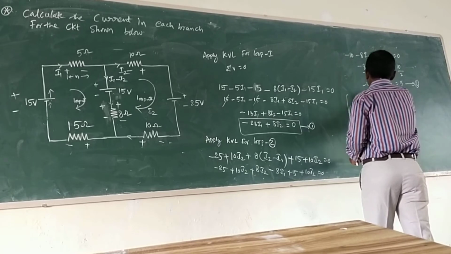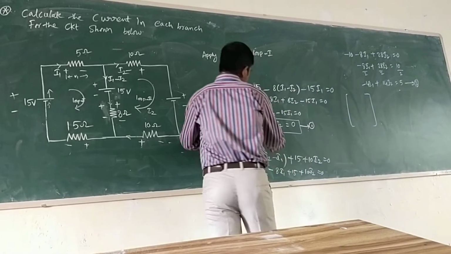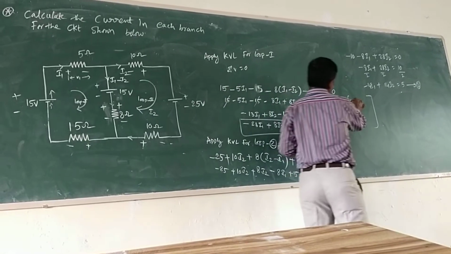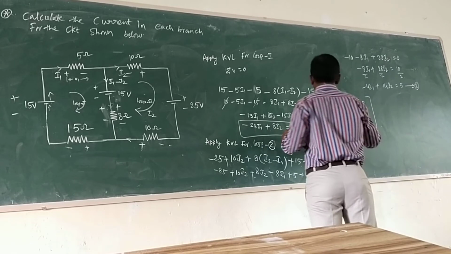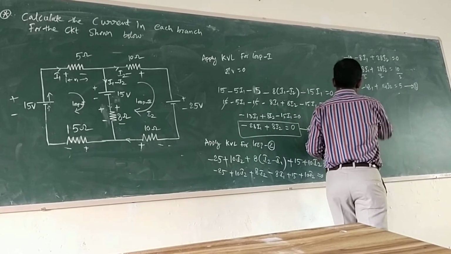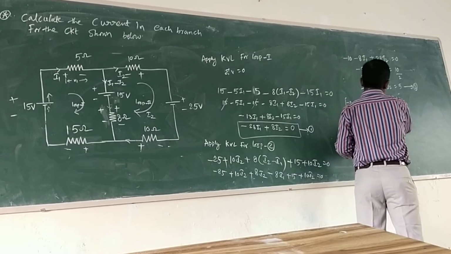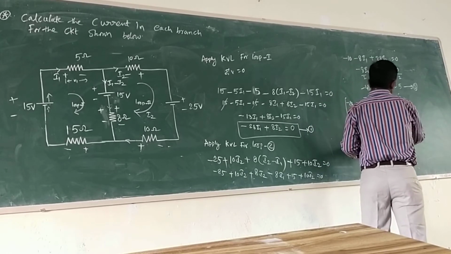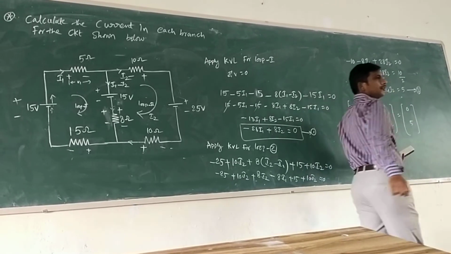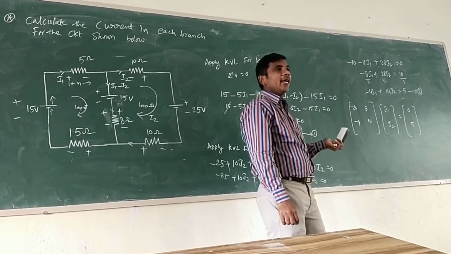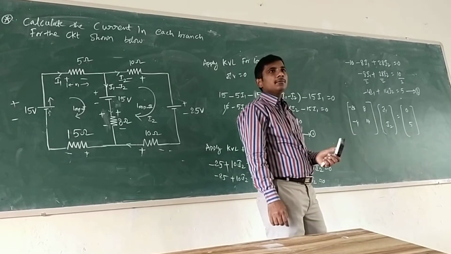Represent the equations in matrix form. Represent equation 1. It is minus 28 and 8. And this one minus 4, 14, I1, I2 equal to 0, 5. Now by Cramer's method, if you solve, you will get I1 and I2.